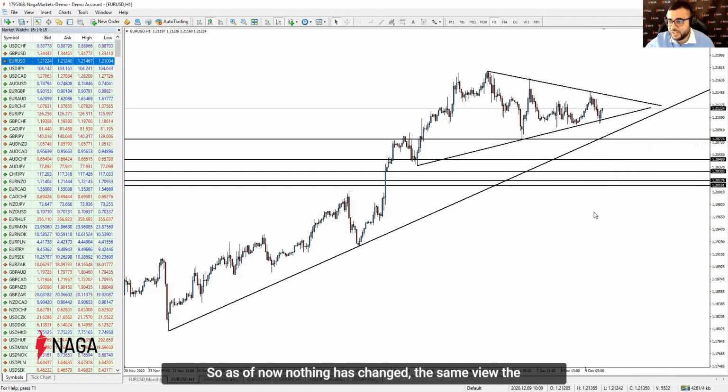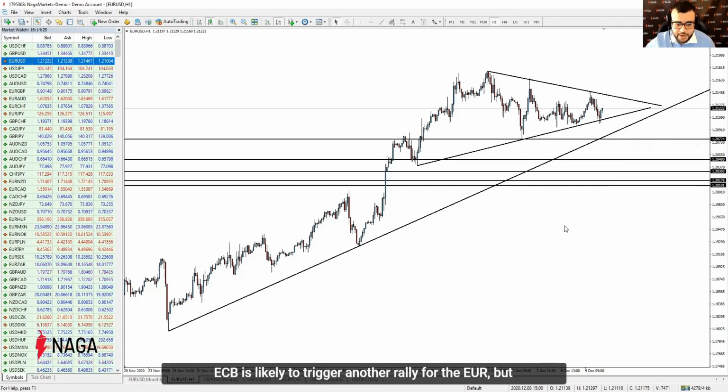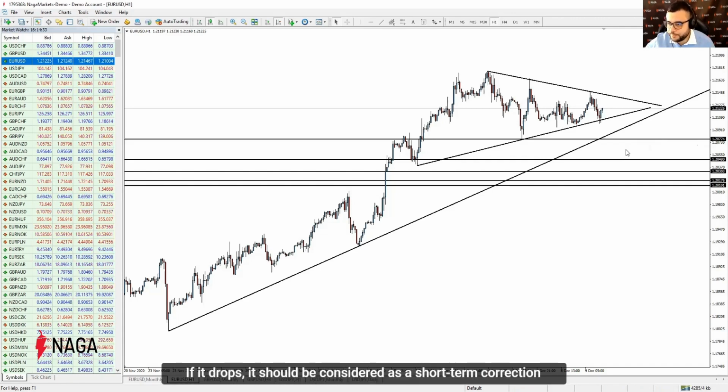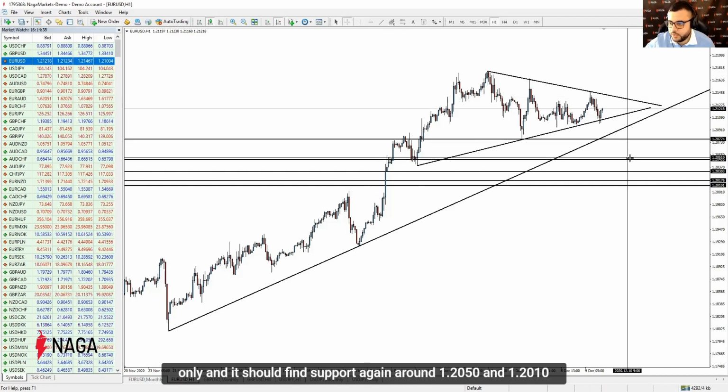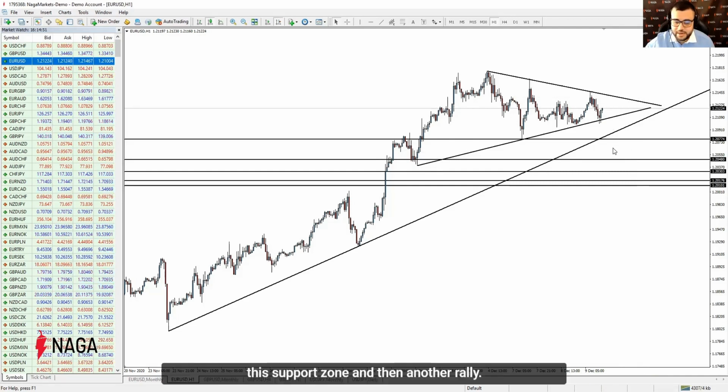So as of now, nothing has changed. The same view. The euro should continue higher. This sideways move can be considered as a correction only, and we should expect higher prices. ECB is likely to trigger another rally for the euro, but worst case scenario, if we drop, it should be considered as a short-term correction only, and we should find support again around 120.50 and 120.10. So this zone here. But the most aggressive scenario is a continuation. The most defensive one is a correction towards this support zone and then another rally.